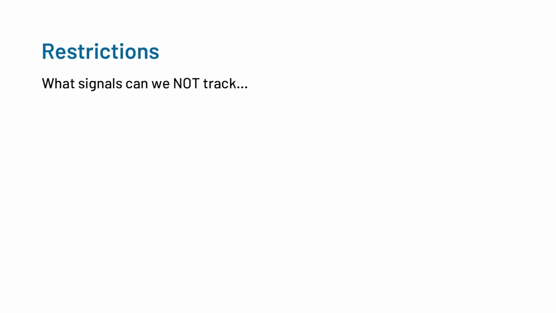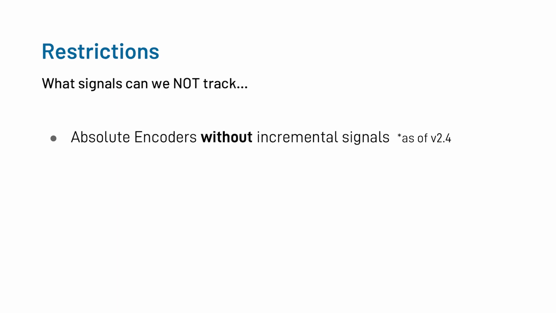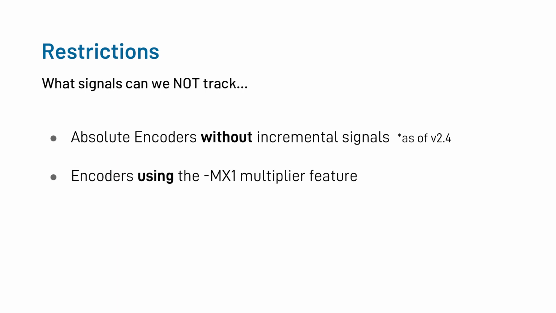So next on our list is reviewing the PSO specifications and restrictions. First, the restrictions. For one, as of right now, we cannot track absolute encoders that do not also use an incremental signal. Some absolute encoders are just the absolute encoder signal, while some come along with a secondary incremental signal. If that absolute encoder has an incremental signal along with it, we can use that to track and fire using PSO.